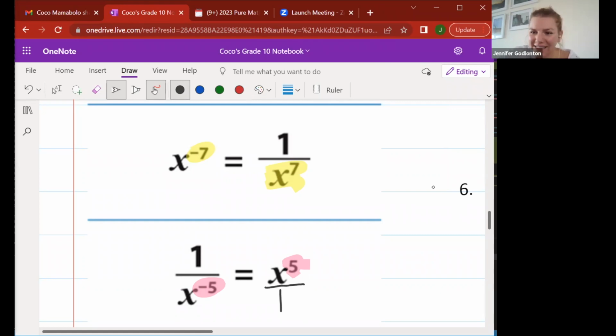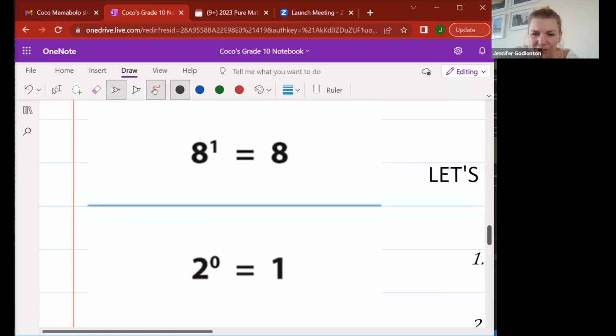No worries. Okay. And then our last 2 things here before we jump into some questions, we've got 8 to the power of 1 is equal to 8. So that's just reminding us that if we have anything to the power of 1, it is itself. Because we're just saying there is 1. It is just 8 to the power of 1.